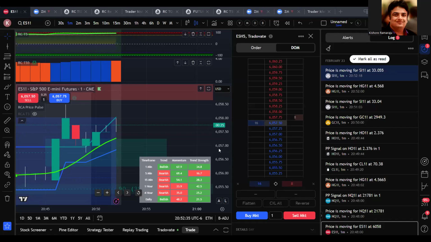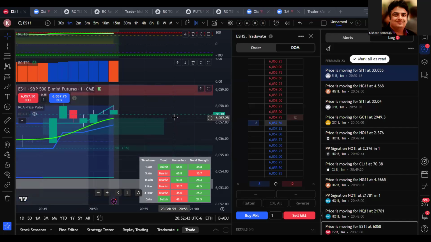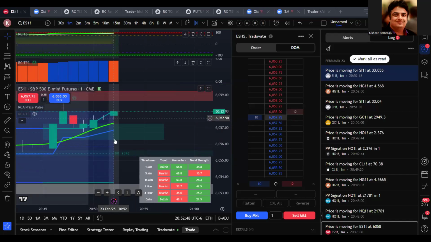Yes, and then you should do a pullback. Like in the consolidation window, it went all the way to the top. So it should drop somewhere here and then again bounce back. Because we already have NQ short, we are not taking any ES short.